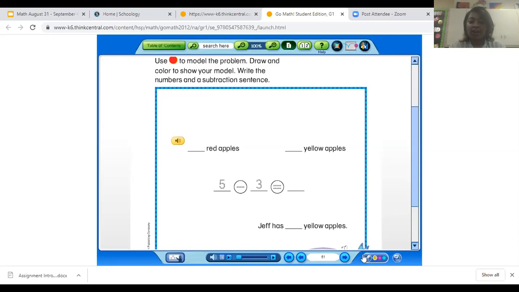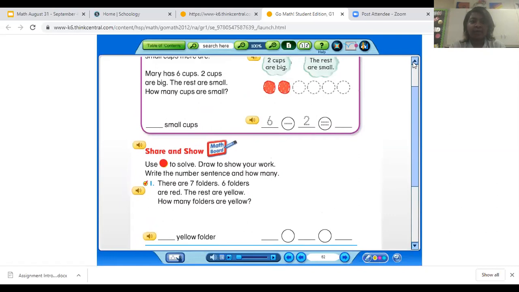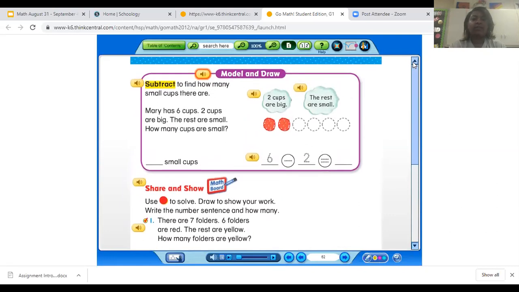All right, let's turn the page. Subtract to find how many small cups there are. Mary has 6 cups. 2 cups are big. The rest are small. How many cups are small? So right here, they have drawn a model. We know that Mary has a total of 6 cups. So we have 6 circles to represent those cups.